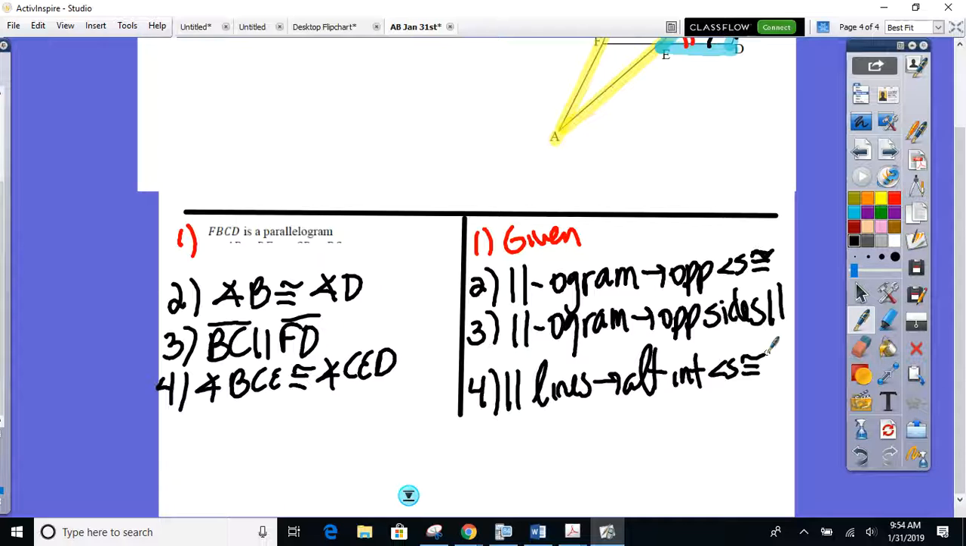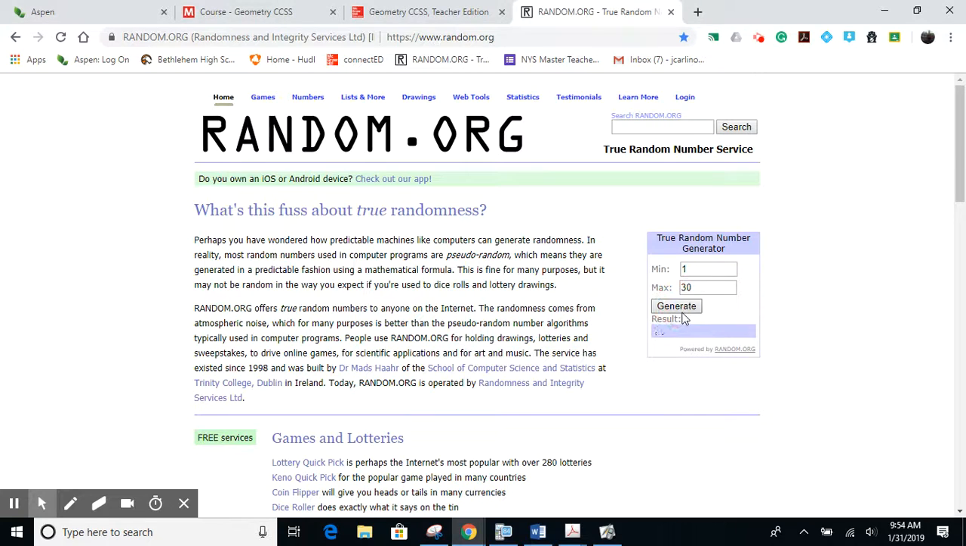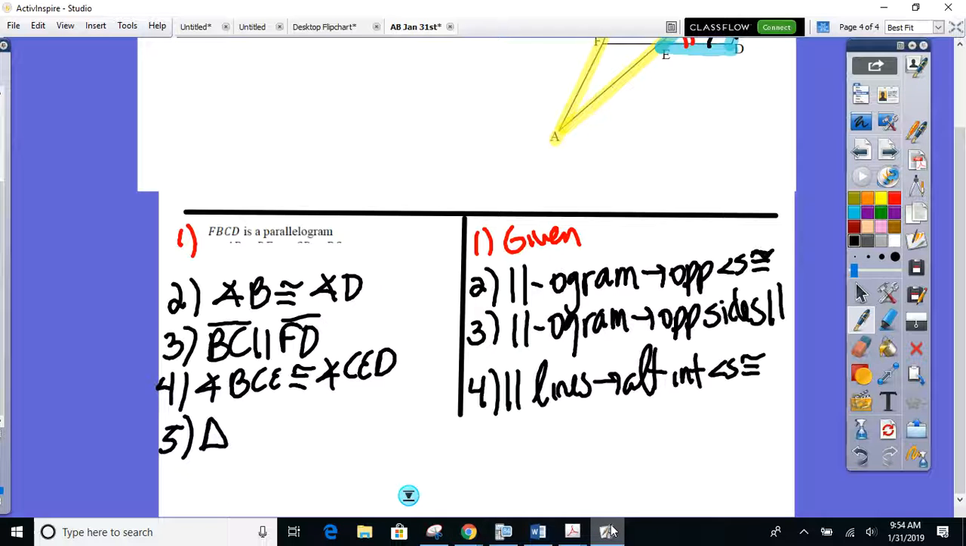Do we have two pairs of angles? Now we could say, what about the triangles? They are similar. Write a nice similarity statement for me now. Triangle CBA is similar to triangle EDC.